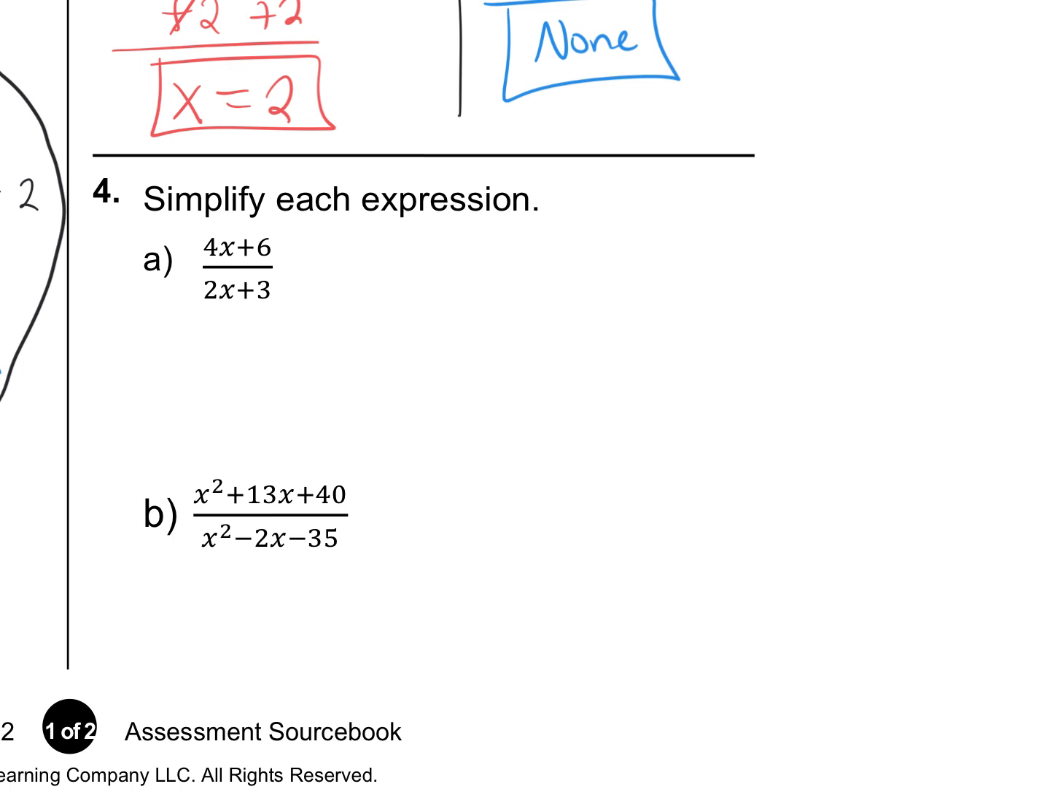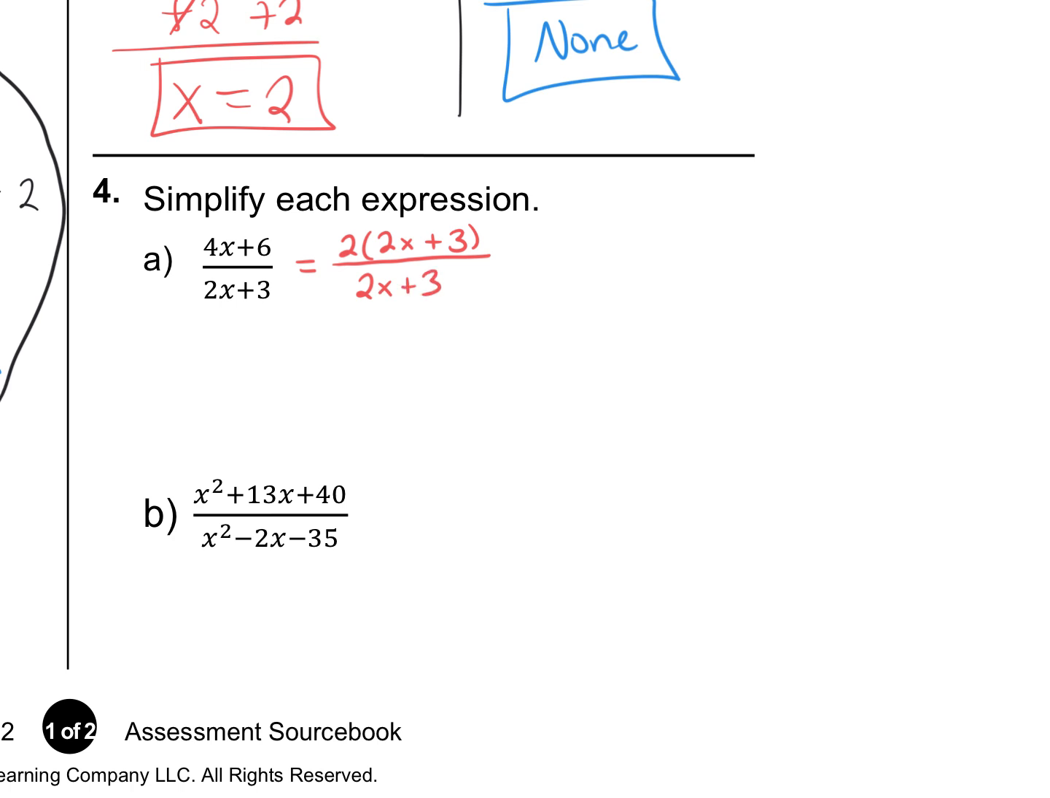Okay, so we're going to take it one at a time. What can I do with 4x plus 6? Take out what? Take out a 2. If I take out a 2, what's left? 2x plus 3. Can I do anything with 2x plus 3? Nope, they have nothing in common, so I'm just going to keep it.